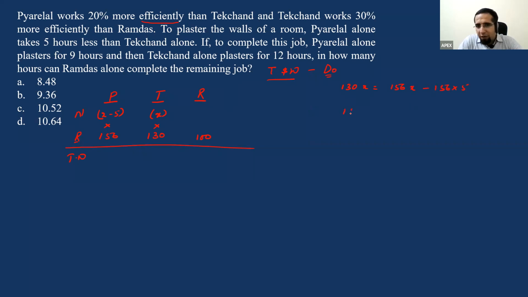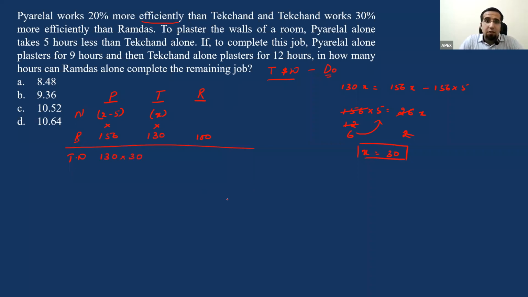So if we simplify, we get 156 into 5 is equal to how much, guys? 26x. Clear? Now, let's try to cancel with 13. 13 into 12 and 13 into 2. So the value of x that we get is equal to 30. So what was my total work? My total work was 130x. That is 130 into 30.